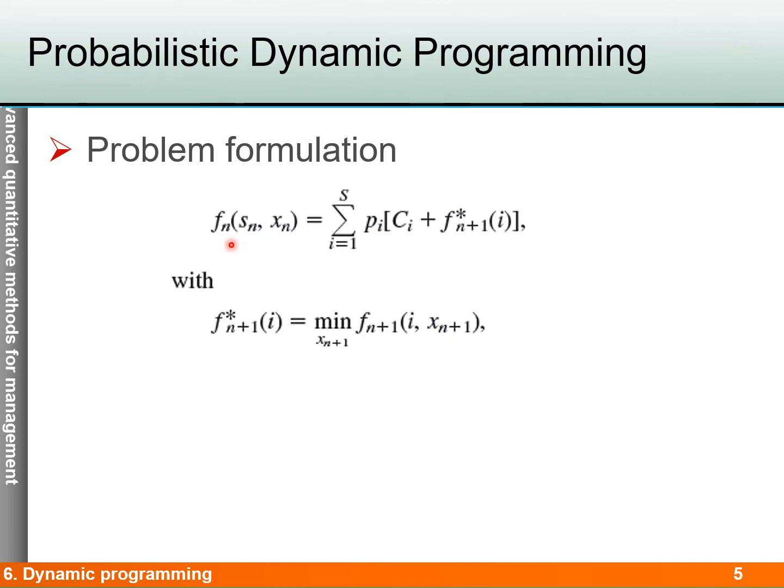So Fn of Sn and Xn is the sum of Pi multiplied by Ci plus F star n plus 1 of i, where in this example the last term is the minimization of Fn plus 1 of i and Xn plus 1. Next, we review one important example of probabilistic dynamic programming to understand the concept better.